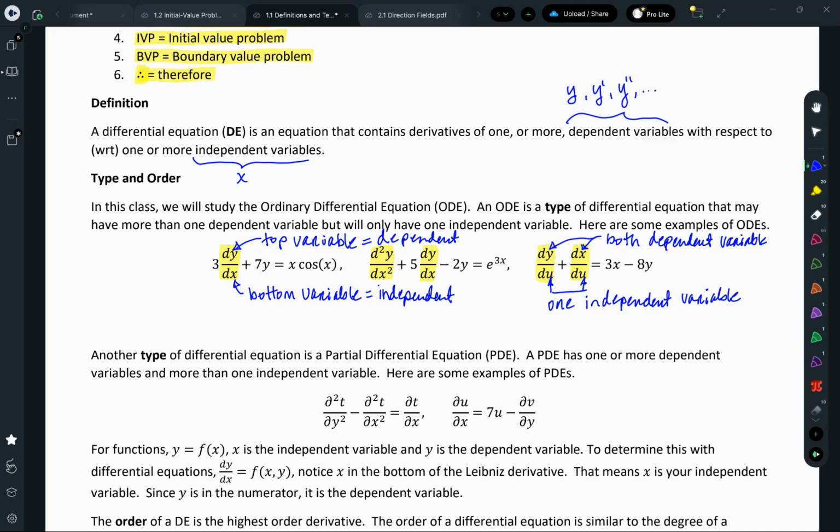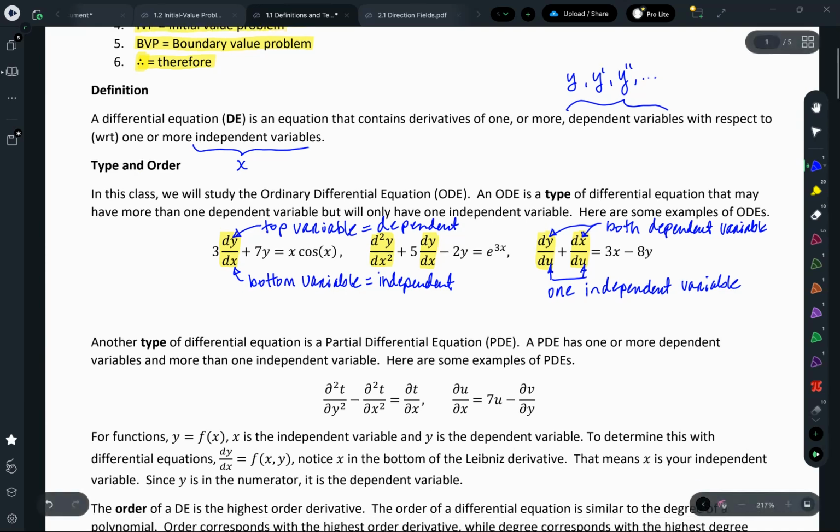Okay? Another type of differential equation is a partial differential equation. This is going to help us understand the difference between an ODE and a PDE. A PDE has one or more dependent variables. That's still the same as an ODE. But it also has more than one independent variable. That's the difference. And so I have two examples here.